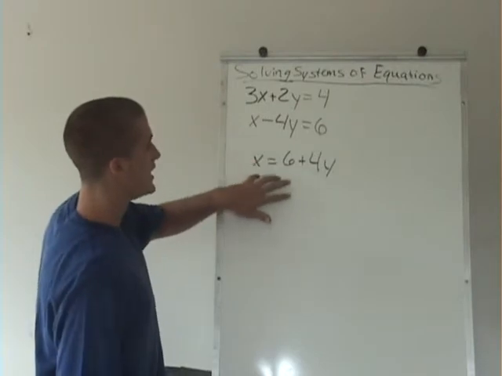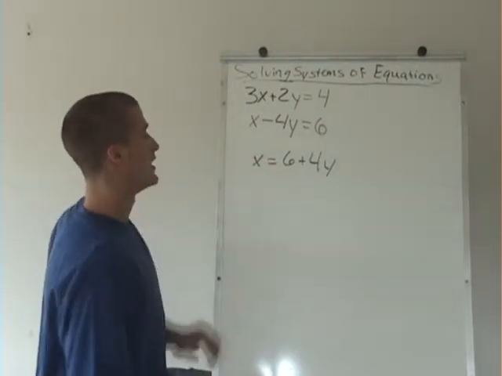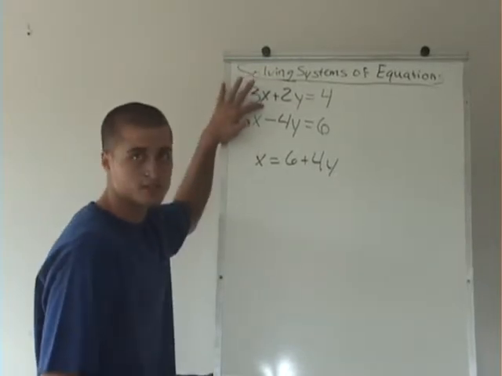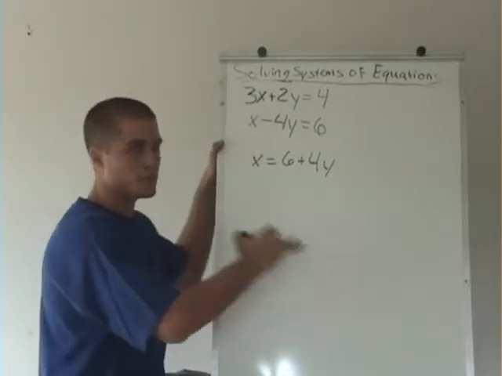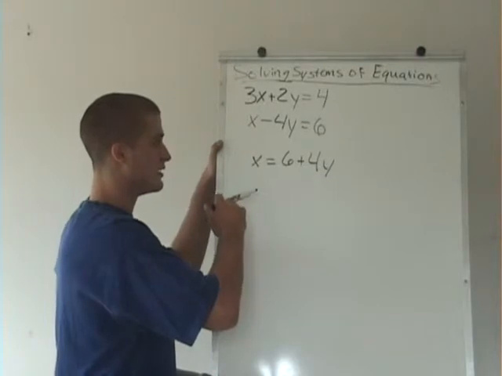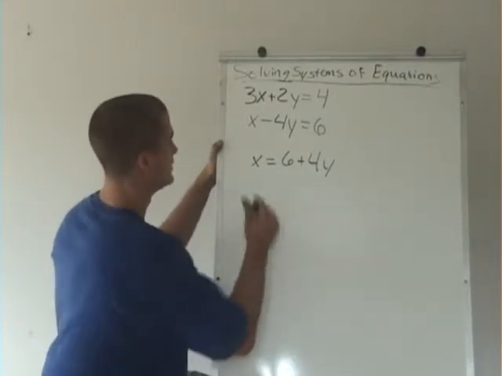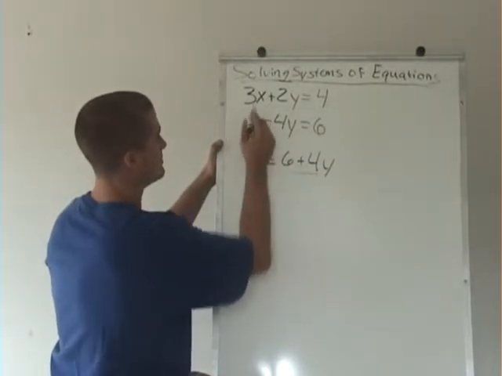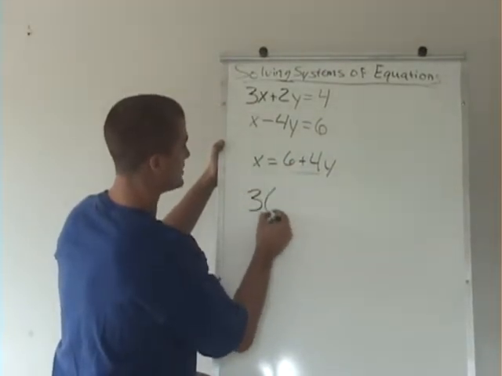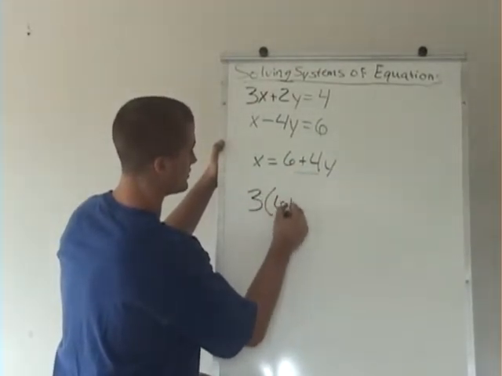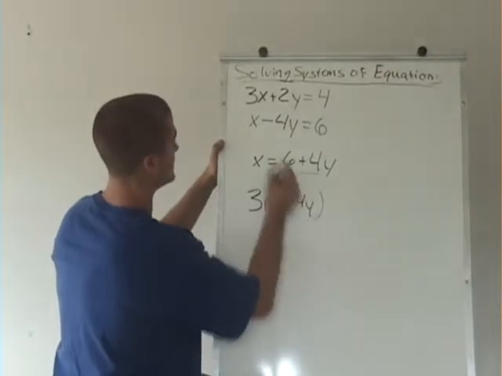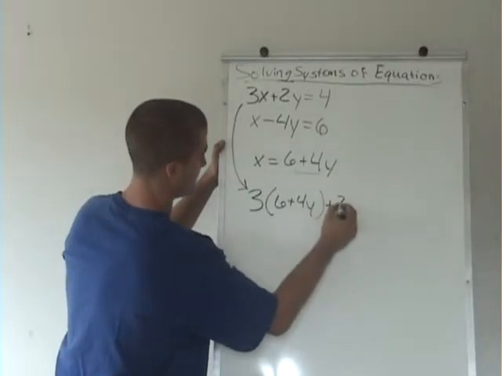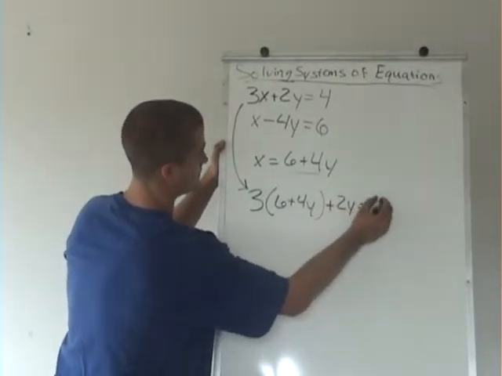Alright, so now we know what x equals in terms of y, and we can plug that value back in for x in the first equation and solve for y in order to get a numeric value for y. So let's plug this back in for this x up here. So we have 3 times this quantity, 6 plus 4y, plus 2y equals 4.